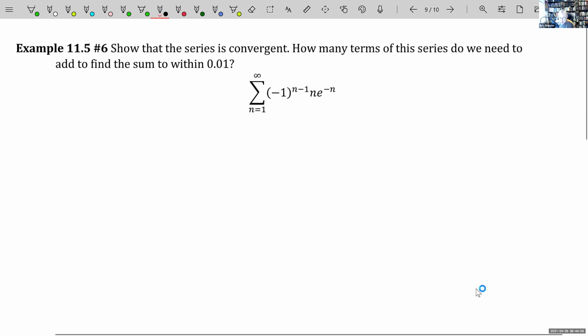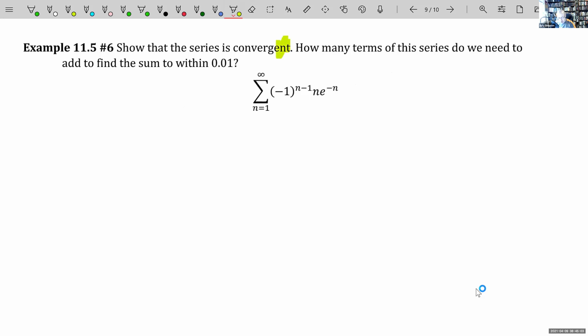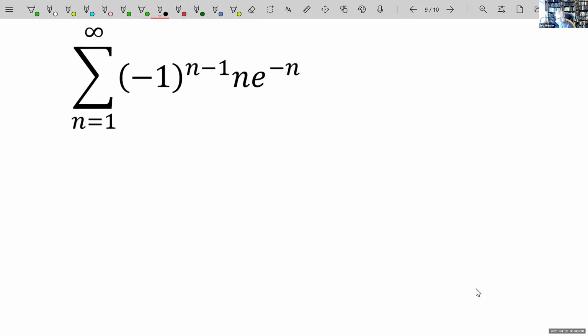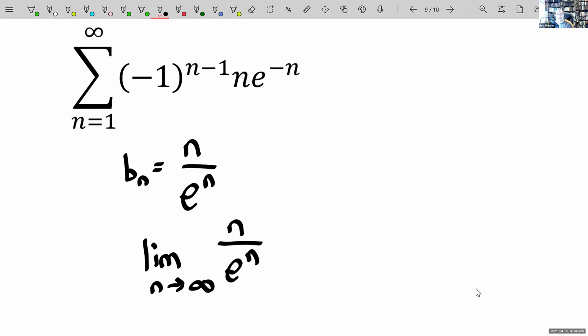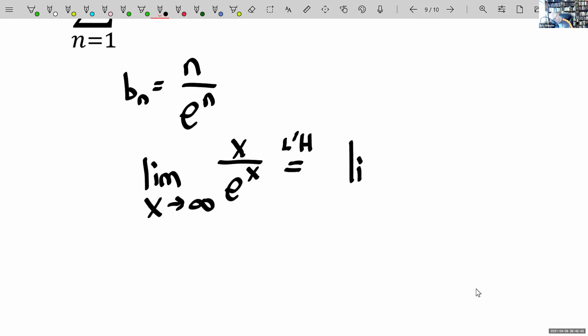So let's go ahead and show that the series is convergent. First of all, let's just focus in on this. We're going to showcase this series is convergent. Okay. Well, it's alternating. So let's let b sub n equal n over e to the nth, because that's what n times e to the negative nth is. Notice that the limit as n goes to infinity of n over e to the nth is infinity over infinity. Technically, I should be swapping these out for x's, so I'm going to do that because I'm going to use L'Hopital's rule. It's infinity over infinity. But if you use L'Hopital's rule, it's 1 over e to the x, which tends to 0.